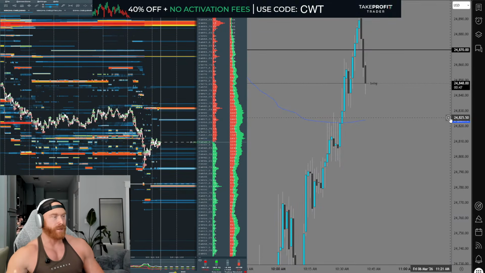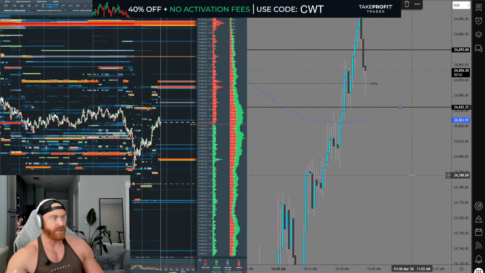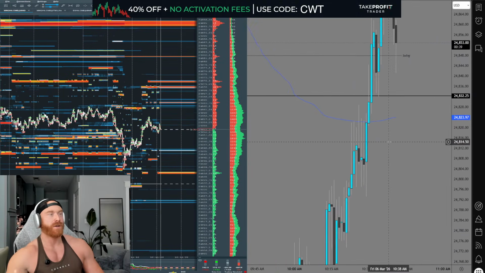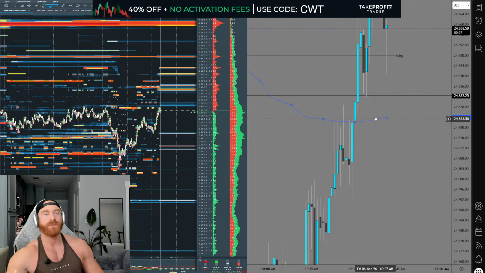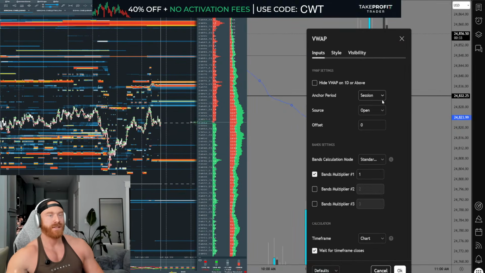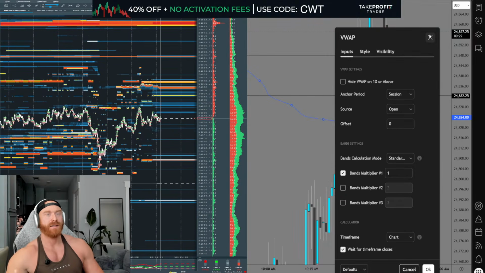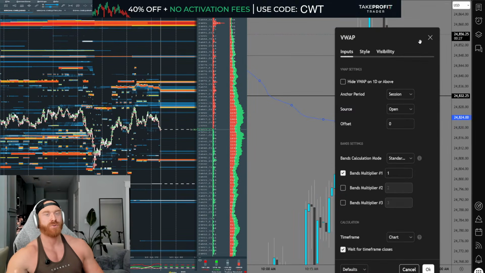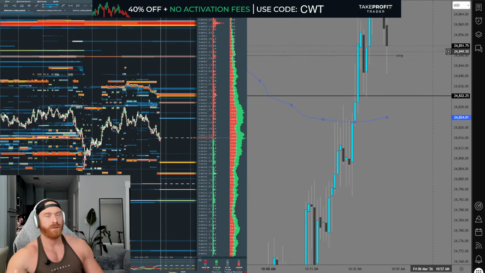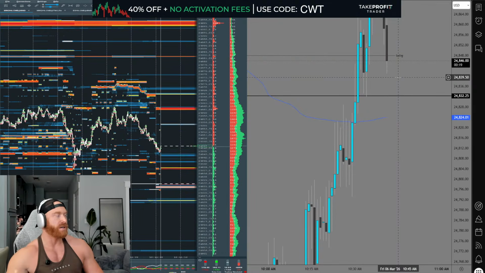The anchor from 6 p.m. last night is basically right here, and you can see the difference here. I don't really know where the anchor is for the TradingView VWAP. It says session, see the anchor period? I don't know what they count as the session. I don't know if that's 12 a.m. or midnight, or when that is averaging. It's a volume weighted average price.